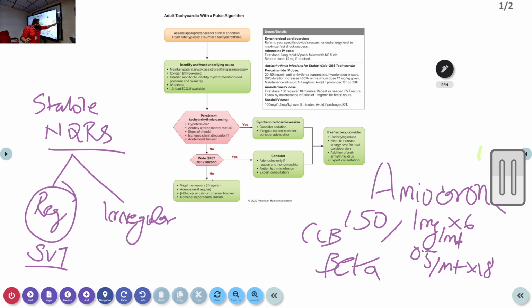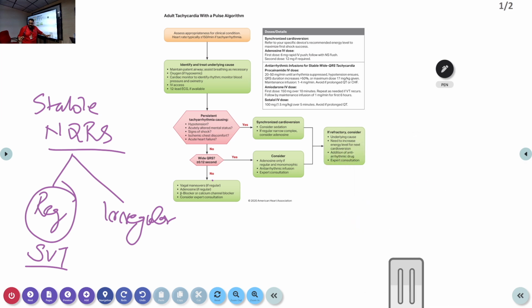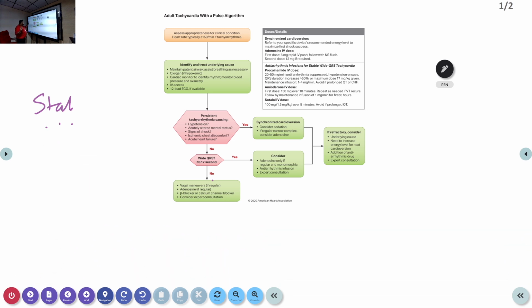So you had a patient who has a heart rate above 150 beats per minute, ABCD stabilized, 12 lead ECG taken, and after that you have seen whether this patient is stable or unstable, and if the patient is unstable, the treatment is synchronized cardioversion.